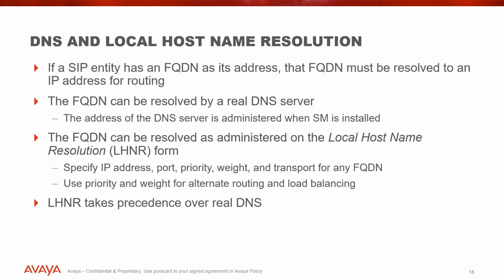We provide another mechanism for resolving FQDNs, and that is local host name resolution. This is administered on System Manager, and I'll show you what that screen looks like in a second. So you can list your FQDNs there and map them to IP addresses. You can map an FQDN to multiple IP addresses. That's useful for alternate routing or load balancing, for example.